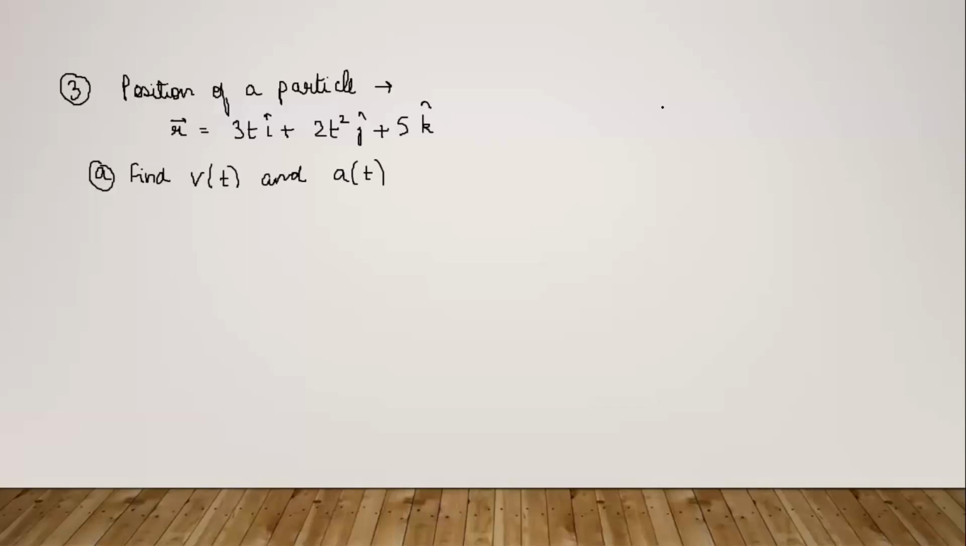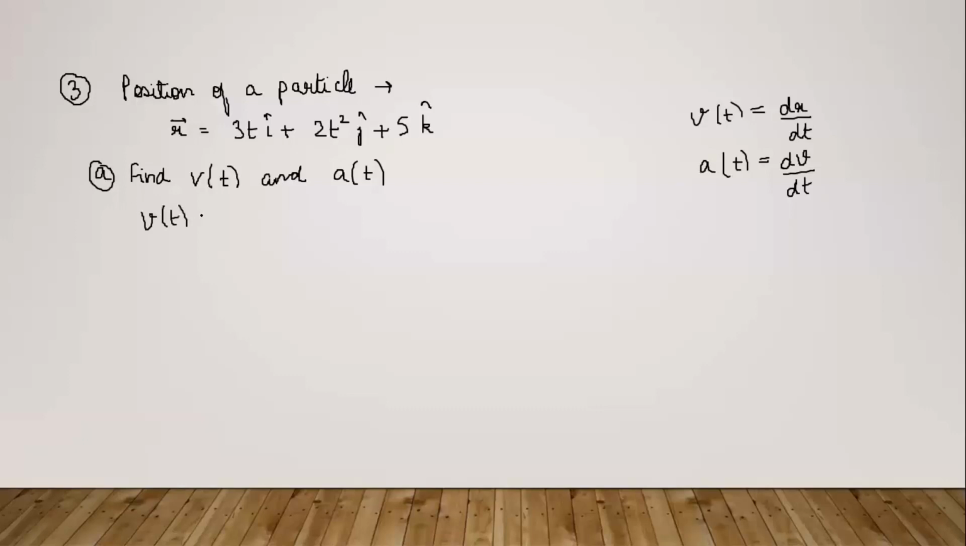So here I can write the formulas. For velocity, we had seen that velocity as a function of time is given by dr by dt. We have just derived it. And acceleration will be given by dv by dt. So we use these formulas only.